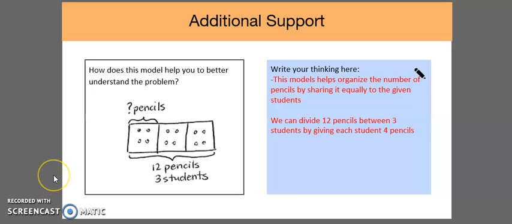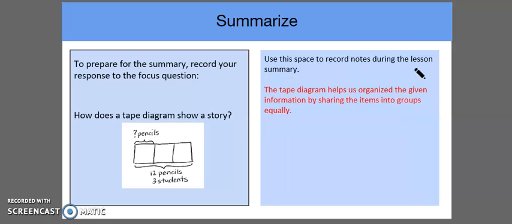Now we're going to go into our summarization. So in thinking about this, how does a tape diagram show a story? A tape diagram helps us organize the given information by sharing the items into groups equally. So in this example, when we're thinking about we are given 12 pencils, the tape diagram is divided into 3 sections. Hence, there are 3 students. So the tape diagram tells us that we need to divide 12 pencils equally among 3 students.